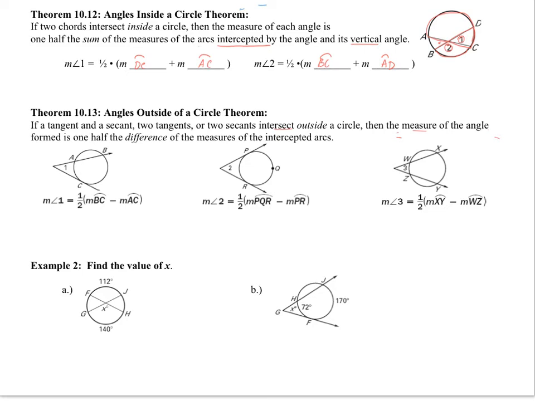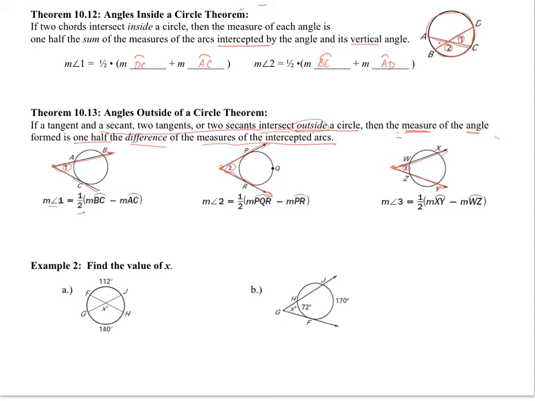Theorem 10.13. Angles outside of a circle theorem. Of a tangent and a secant, so a tangent and a secant, or two tangents, or two secants, intersect outside a circle. So they intersect at a point outside of a circle. Then the measure of the angle formed, meaning these angles, is 1/2 the difference of the measures of the intercepted arcs.